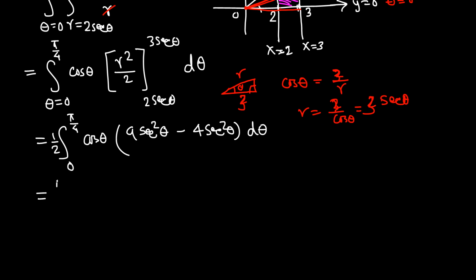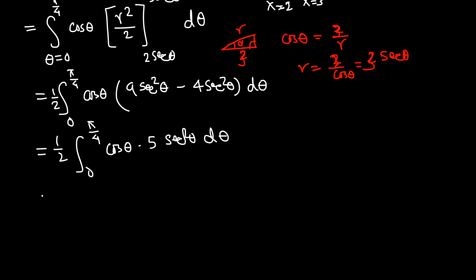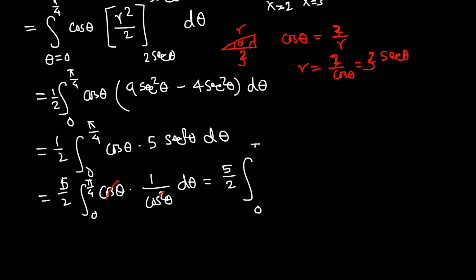Okay, let's keep working on this. 1 half, 0 to pi over 4, cosine theta. 9 copies minus 4 copies, so 5 secant squared theta d theta. 1 over 2, this 5 can be pulled outside, 5 halves. Cosine theta times secant squared is in fact 1 over cosine squared. 1 over cosine squared theta, 0 to pi over 4. 1 copy of cosine cancels with this. And we have d theta. Now 5 over 2 outside, 0 through pi over 4. We are left with 1 over cosine, which is secant theta d theta.